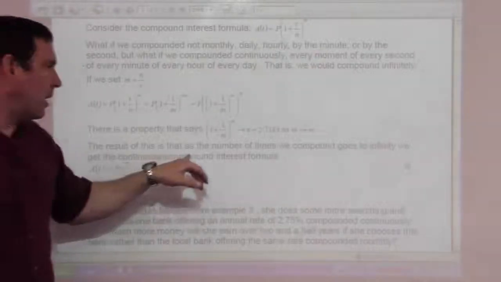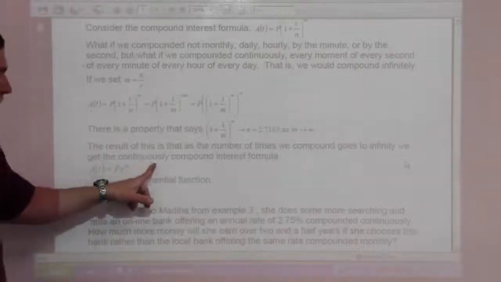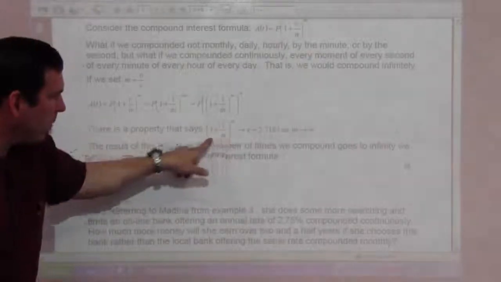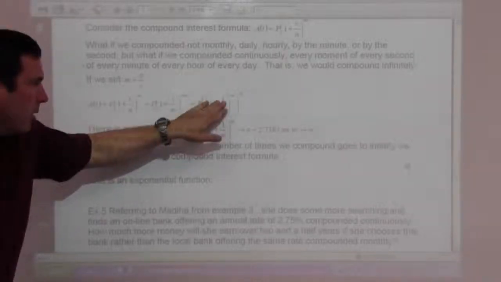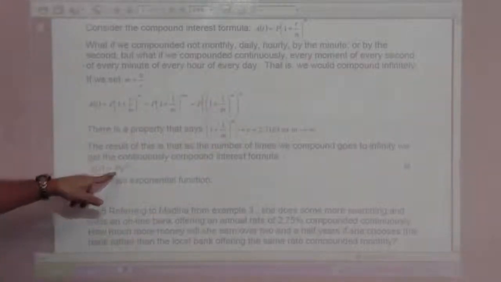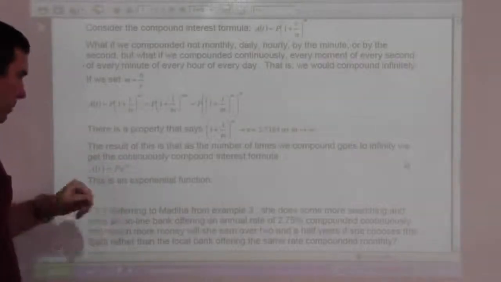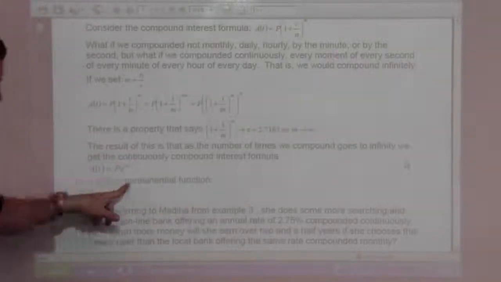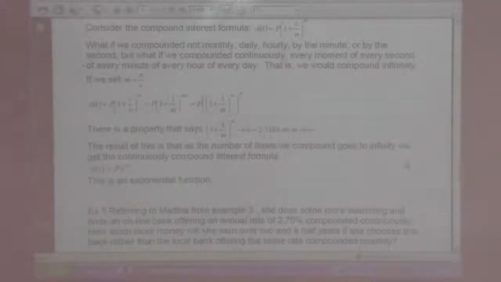The result of this is that as the number of times we compound goes to infinity, we get the continuously compounded interest formula. So this part becomes e, and we get P times that part to the RT. A of t equals P e to the RT. This is the continuously compounded interest formula, and this is an exponential function, so e is a constant here. Let's go on to example 5.